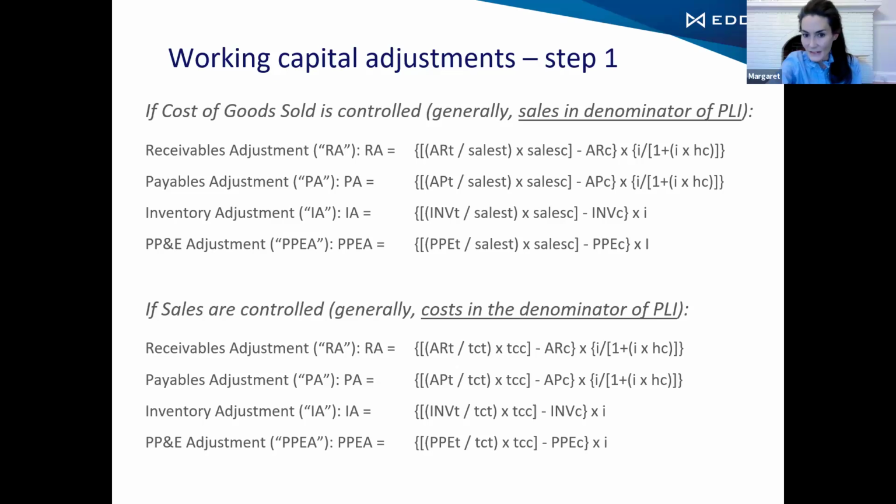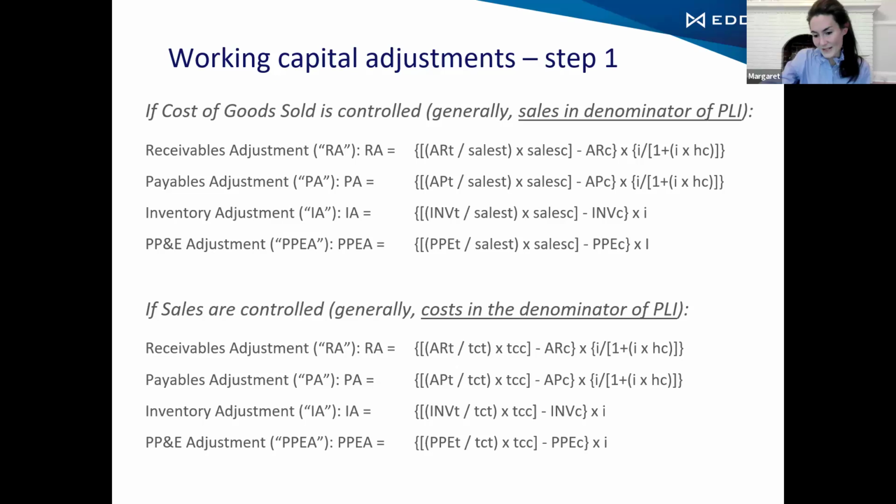And you can see the formulas for a markup on total cost PLI, the formulas at the bottom. They're the same pattern as the formulas at the top. They just replace sales with total cost. So if you look at the receivables adjustment, it's the accounts receivable of the tested party divided by the total cost of the tested party, multiplied by the total cost of the comparable. And then you subtract the accounts receivable of the comparable. So it's the same pattern. We're just substituting total cost in where we had sales before.